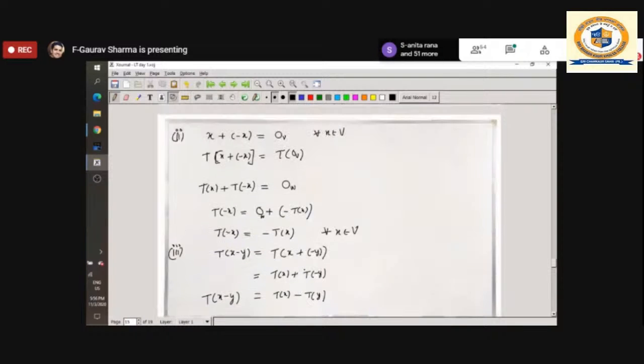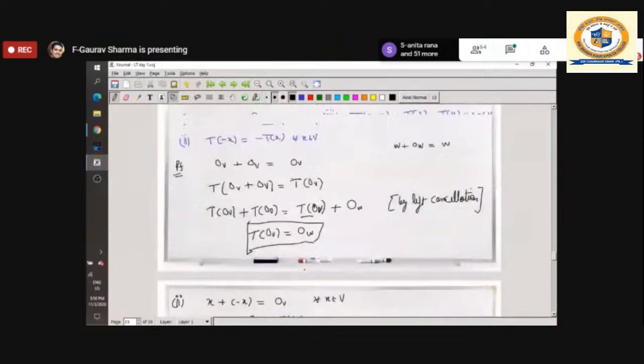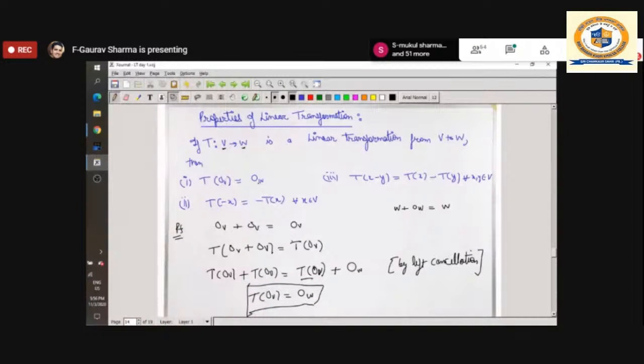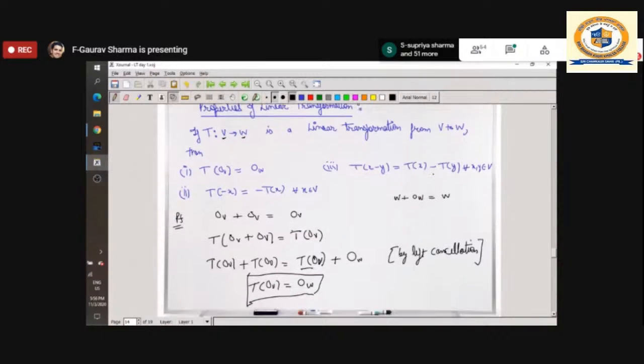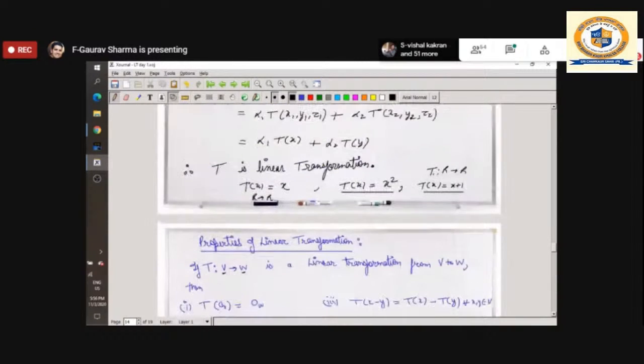So here we have discussed three properties. The first one is that the 0 vector will map to the 0 vector. The second is that the additive inverse of a vector in V will map to the additive inverse of the image of Tx. And the third is T of x minus y equals Tx minus Ty. We have also discussed three examples: T of x equals x, T of x equals x square, and T of x equals x plus 1.